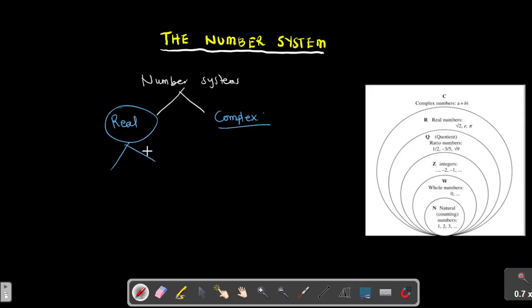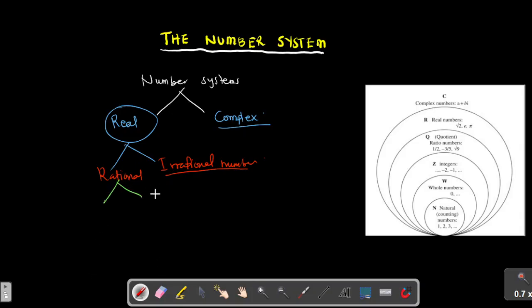Now, real numbers are also branched into two bigger categories. We have what we call the rational numbers and we have what we call the irrational numbers. So these are the two broad categories of real numbers. These categories also branch again to give subcategories. At this point, irrational numbers are just left behind and we move on with the rational numbers.